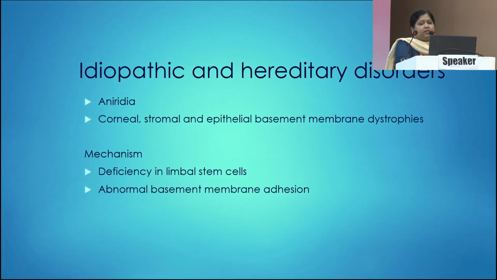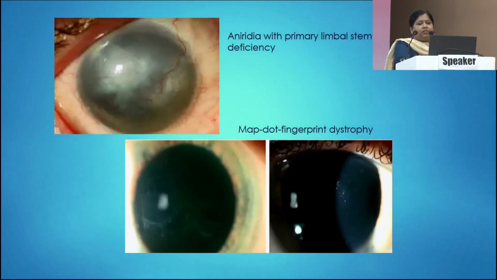Idiopathic and hereditary disorders like aniridia and corneal stromal and epithelial basement membrane dystrophies. Again, the mechanism here is deficiency of limbal stem cells and abnormal basement membrane adhesion. Aniridia with primary LSCD and map-dot-fingerprint dystrophy are typical examples.